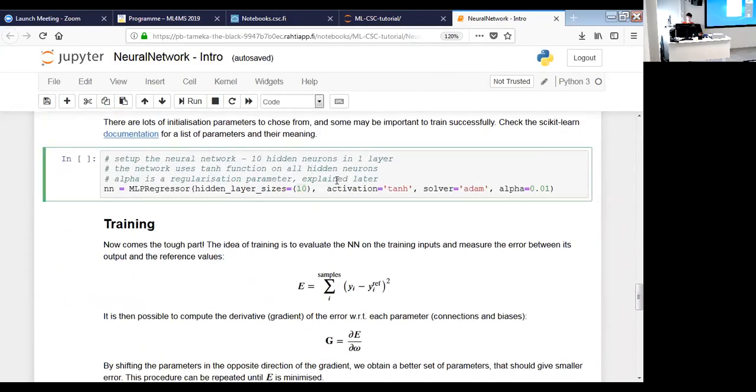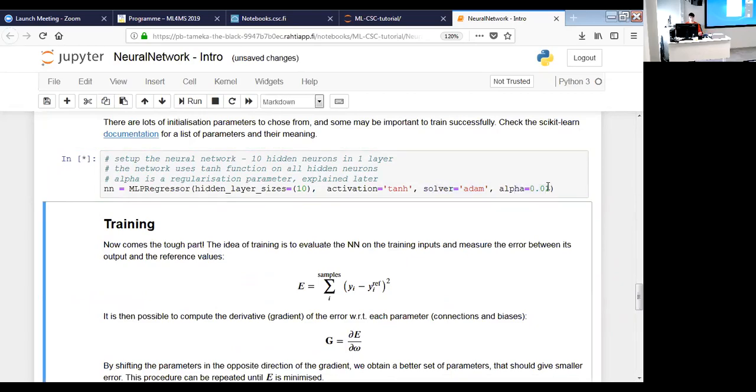So let's create this. We are going to use hyperbolic tangent as the activation function of the neurons. And this solver, Adam, is just the algorithm we're going to use to compute the gradients of the error of the neural network with respect to the internal parameters and optimize them. It's some kind of stochastic gradient descent. Alpha is a regularization parameter. We're going to look at it in a moment.